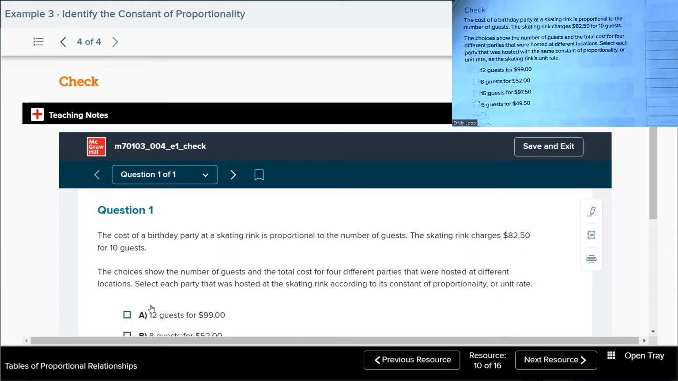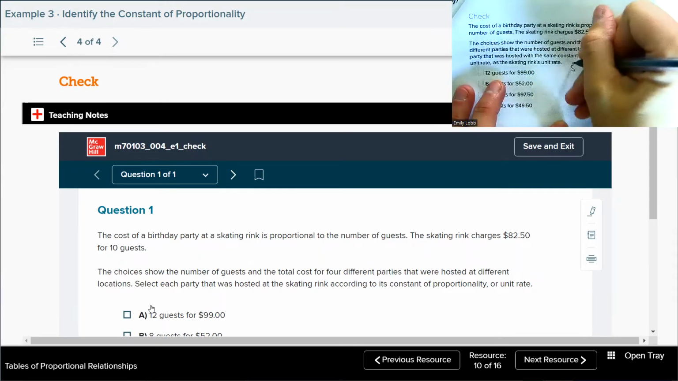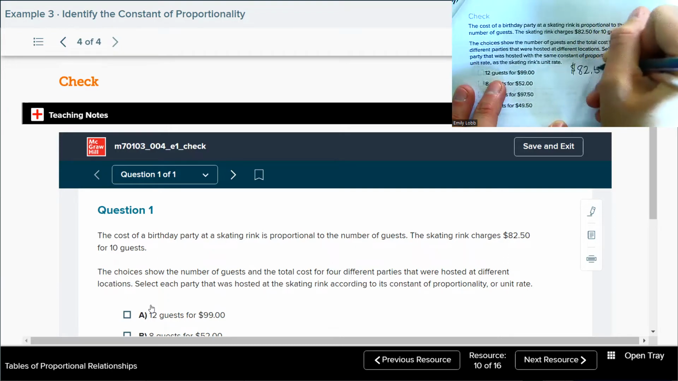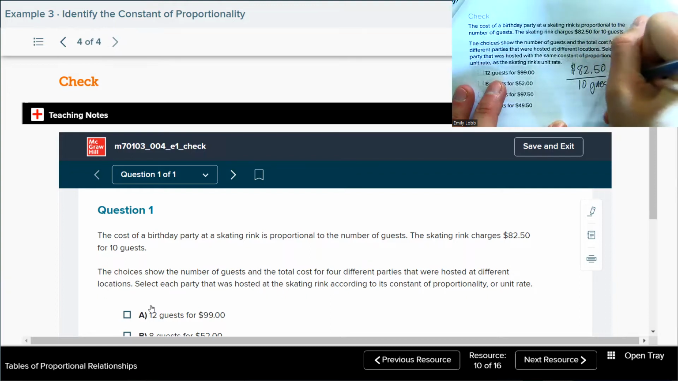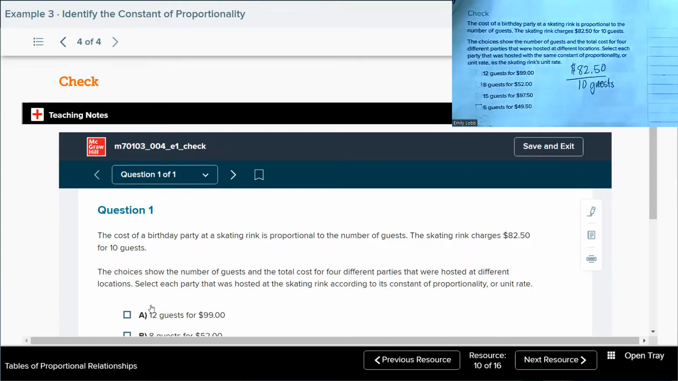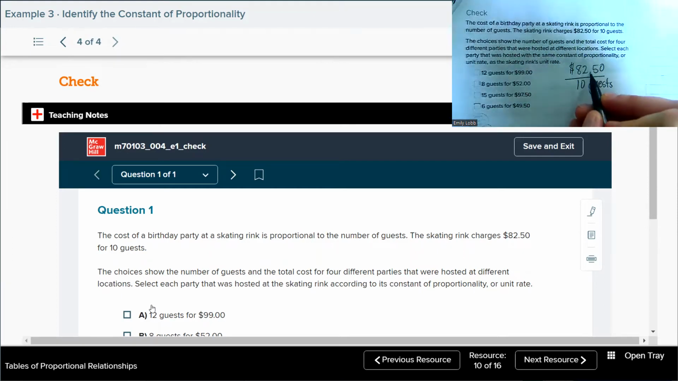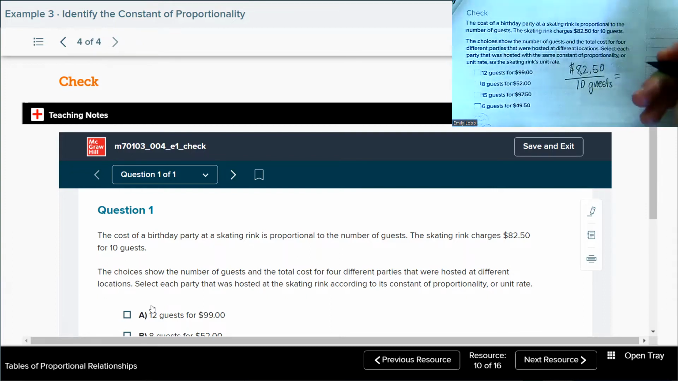So what would the unit rate be? We would have to divide $82.50 by 10 guests. So unit rate would be for 1 guest. Remember, when we divide by 10, we're simply moving the decimal place over 1 to the left. So $8.25 per guest.